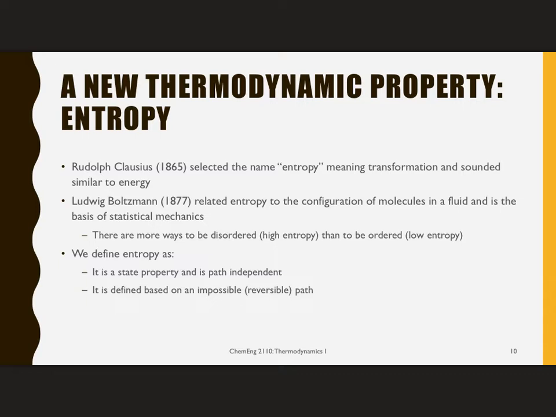Now we are going to define entropy as simply a state property, which, if you'll recall, means that it is path independent. So it is something that is sort of possessed by a fluid at a particular condition. But we are going to define it based on a path, and it's an impossible path. We're going to define it based on a reversible path.